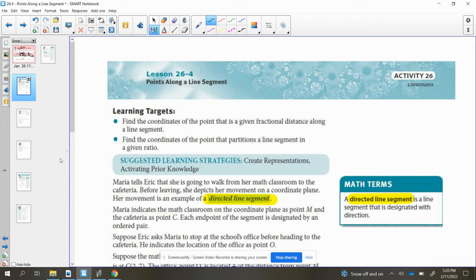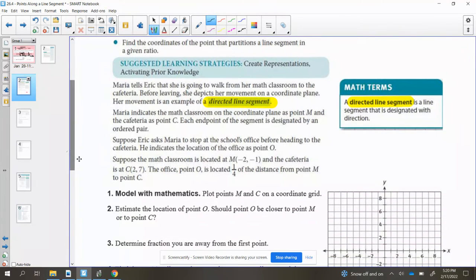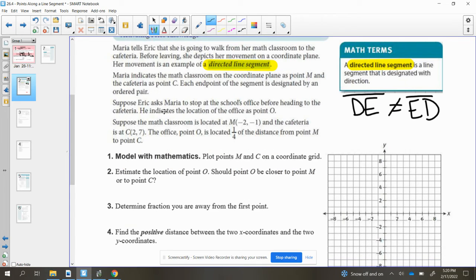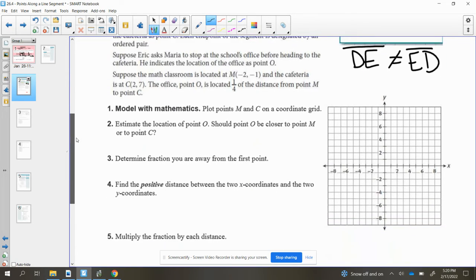That will be true with our directed line segments. It's not necessarily the same thing saying point D to point E because order is going to matter on this one since our starting location is going to matter. Okay. So, for instance, in this particular problem, we have Maria and Eric, and Maria wants to walk from her math classroom to the cafeteria. So, Maria is going to start at her math classroom, point M, and move towards the cafeteria. And again, the order does matter.